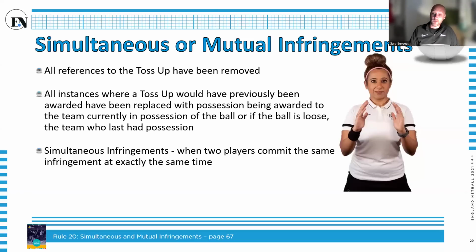Okay. The other one, which is really obvious, is two players running from two different directions that contact each other. Neither's at fault, but one comes onto the ground. That would go back to the team who last had possession of the ball. So likely where the ball was just passed, it would go back to the blue team if they were the ones that passed the ball last. Okay.